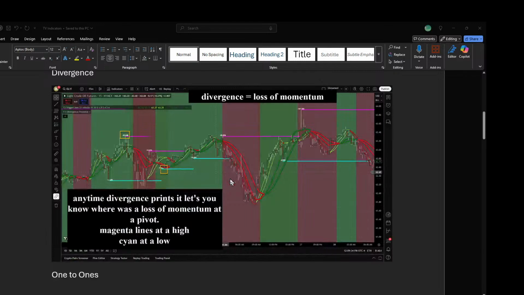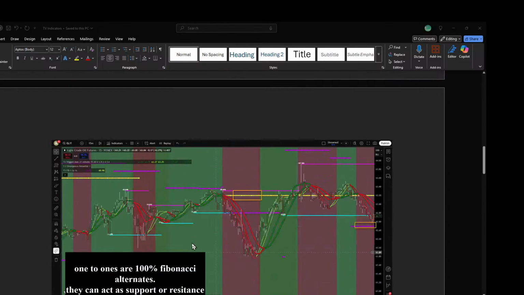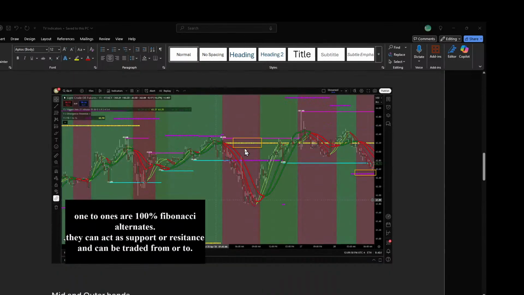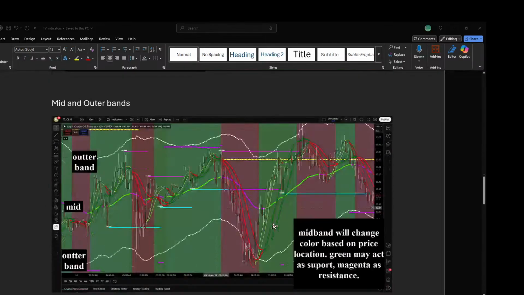Divergence is still divergence, guys. Anytime divergence prints, it lets you know there's a loss of momentum at a pivot. Magenta lines at the high, cyan at the low. 100% the same. One-to-ones are still one-to-ones. They're still 100% Fibonacci alternates. They can act as support or resistance. They can be traded from or to.